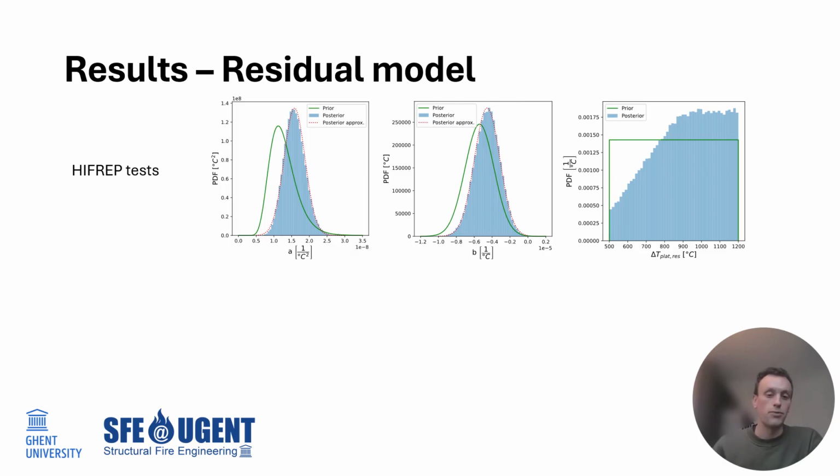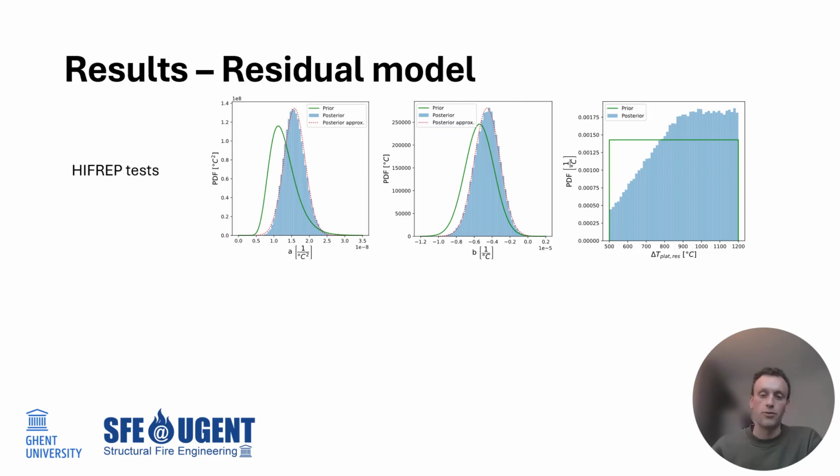As you can see, if you perform Bayesian updating with this data set, we get useful updates for the parameters A and B. Both of them are shifted to slightly higher values, and they also get a bit more narrow, meaning that we have less uncertainty on these parameters. But for the plateau temperature increase in the residual thermal strain model, the update is less useful.